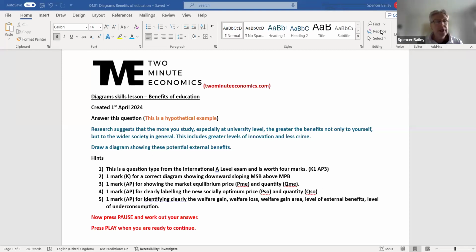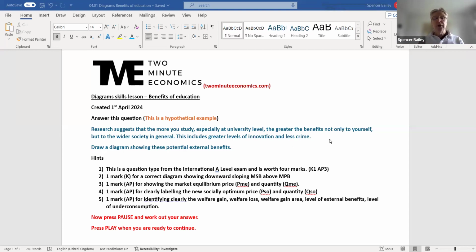We're going to do some more diagram skills today and we're going to look at education, the reason why you are here right now. What are the benefits of education? This is a more complicated diagram, so we're going to enjoy it. Now, I've put down a hypothetical example. It's not a hypothetical example. We know that education's good for you.